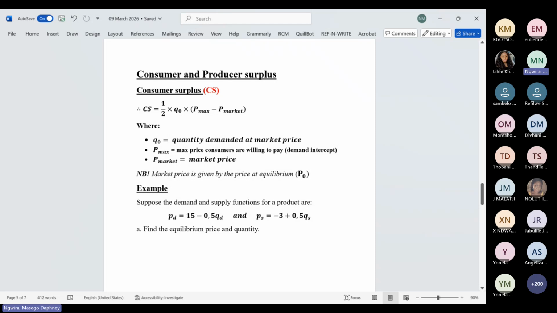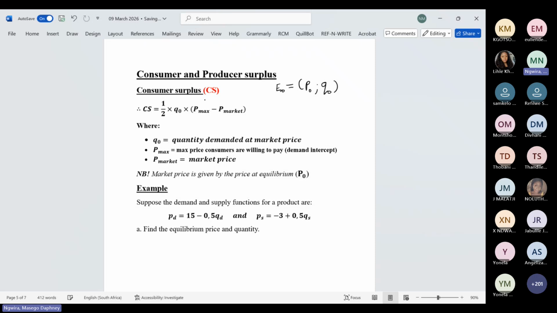If you can remember from your notes, we said that the equilibrium point is E naught, which is equal to P naught and Q naught. So this Q naught is what you get from your equilibrium point after you equate and solve. That's your Q naught, all right?